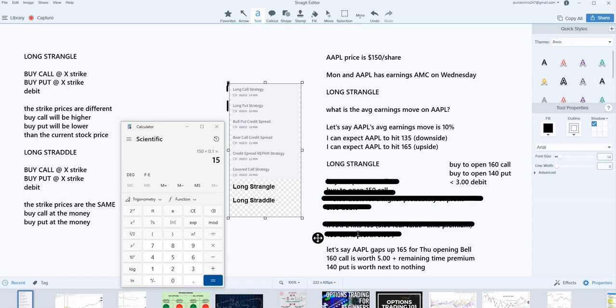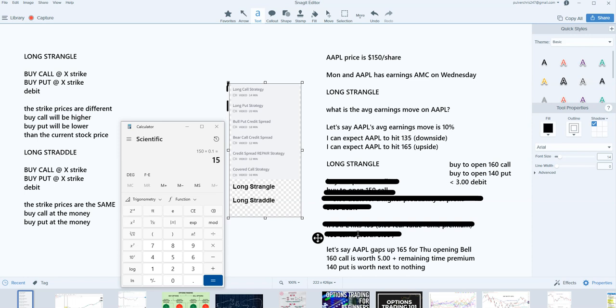It's going to be very, very cheap credit wise, but it doesn't matter because the whole point of this trade is if price goes up or down, I'm going to get paid on that volatility. That is what this trade is all about. And the strangle is simply the strike prices at different strike levels, right? So I have the 160 call for the bullish side. I have the 140 put for the bearish side. If price goes through those levels, I keep the premium.